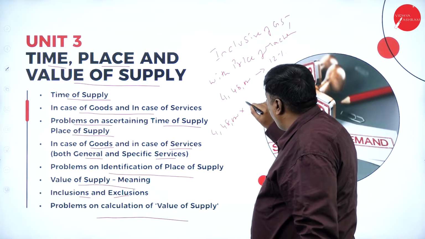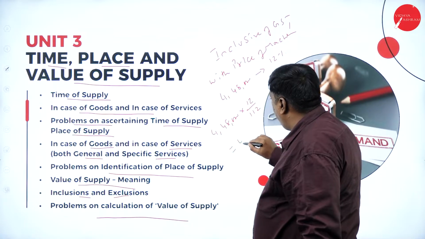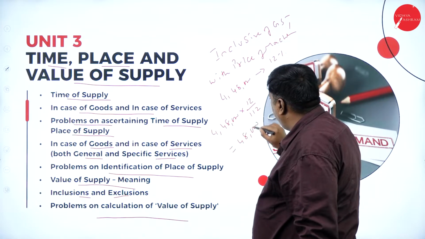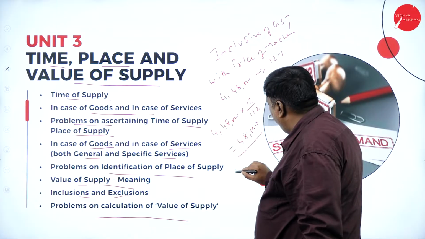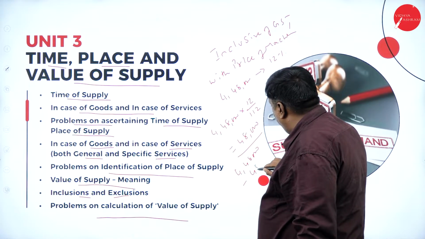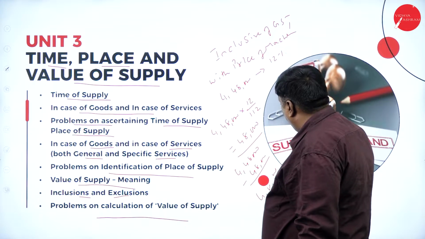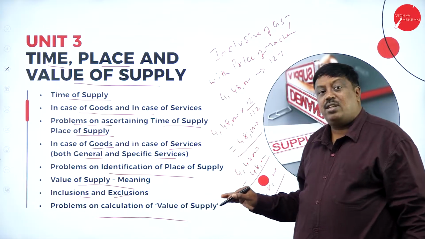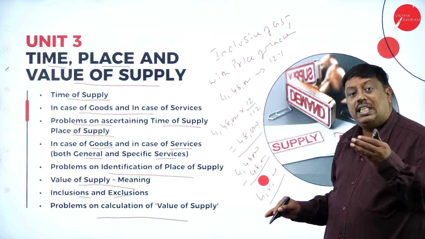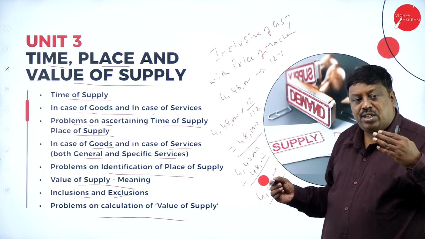4,48,000 into 12 divided by 112. So 48,000 will be the GST amount, and the price of the machinery will be 4,48,000 minus 48,000. So it will be 4 lakhs, the price of the machinery, and to this price of the machinery we're going to add all other expenses and calculate the transaction value.